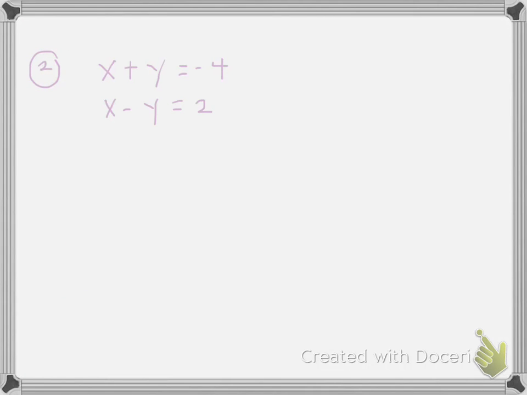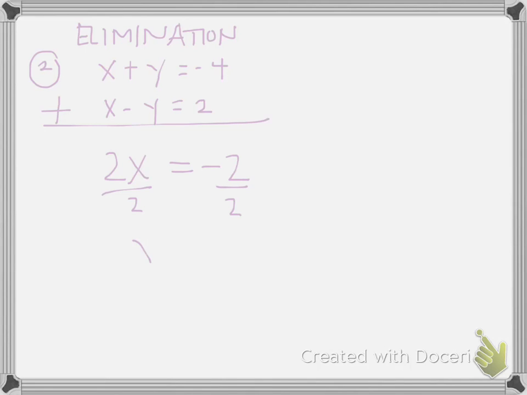Okay, so here if I solve this one, I could solve this one by elimination. Make sure that they're in line. If I added these two together, I would get x plus x, which is a 2x, my y's would go away. So negative 4 plus a 2 would be a negative 2. Divide both sides by 2. So x is going to be equal to a negative 1.